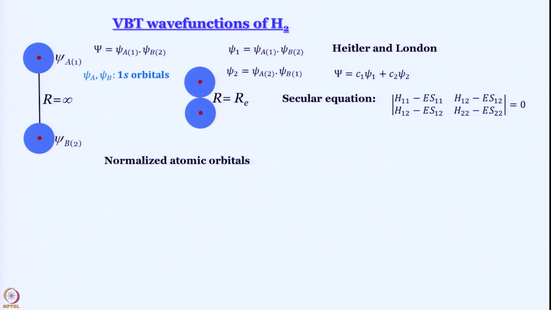To do that, first thing we will remember is that we are using normalized atomic orbitals, and since we are using normalized atomic orbitals, S11 equal to S22 has to be equal to 1. Is that correct? Let us write. What is S11? S11 is equal to integral psi 1 multiplied by psi 1 over all values of r. So, that will turn out to be integral psi A1 psi B2 and the same thing.